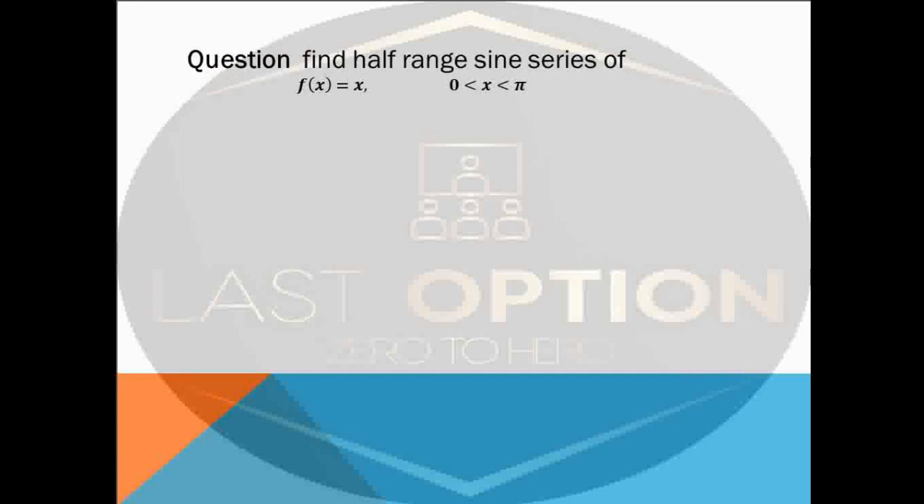So this is all about our half range Fourier series. So let's take a question, and in this question we have to find the half range sine series of a function, and the function is f of x is x, where x is from 0 to pi.